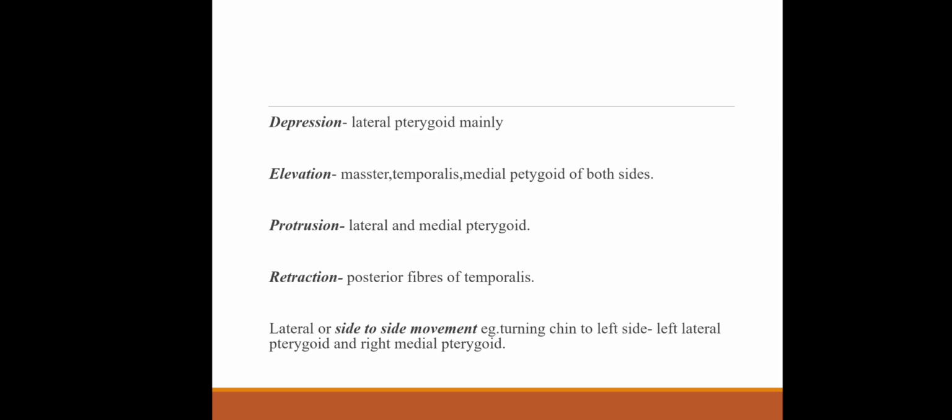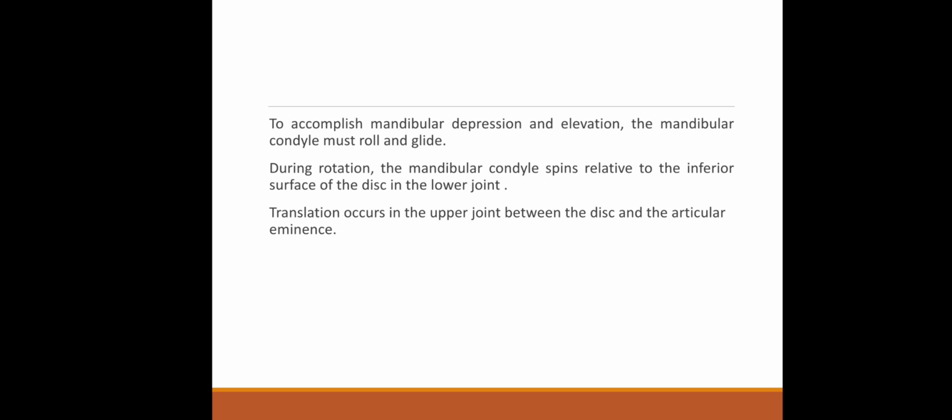Depression is mainly performed by the lateral pterygoid. The elevators are the masseter, temporalis, and medial pterygoid on both sides. Protraction is performed by the lateral and medial pterygoid muscles. Retraction is performed by the posterior fibers of the temporalis. Lateral excursion is the side to side movement. For example, turning the chin off to the left side uses the left lateral pterygoid and the right medial pterygoid.